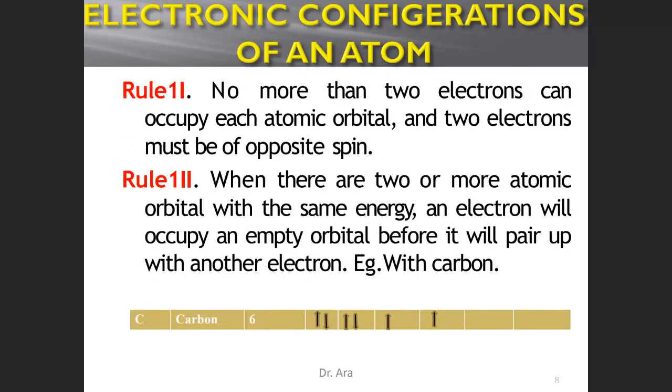Second rule, no more than two electrons can occupy each atomic orbital, and the two electrons must be of opposite spin. That means if one is up, one is down. That we already know here.